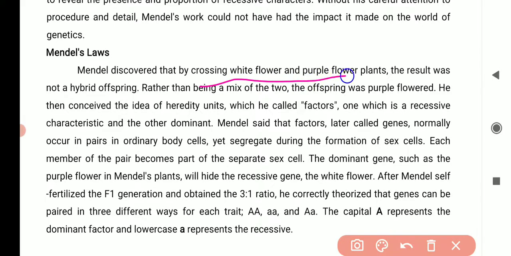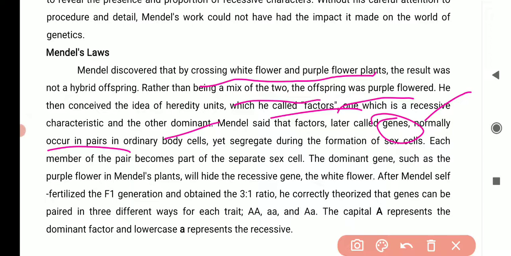So when he crossed white and purple, he got a mix of the two. Okay, he doesn't know what is a hybrid yet at this point in time. He said it's a mix of the two, which was a different shade of purple. And he thought that this hereditary unit from parent to offspring is called the factor, which is a recessive characteristic, and the other one is dominant. So these factors that Mendel termed, later on we know that these are genes. Now we know that they occur in pairs and inside the cells.